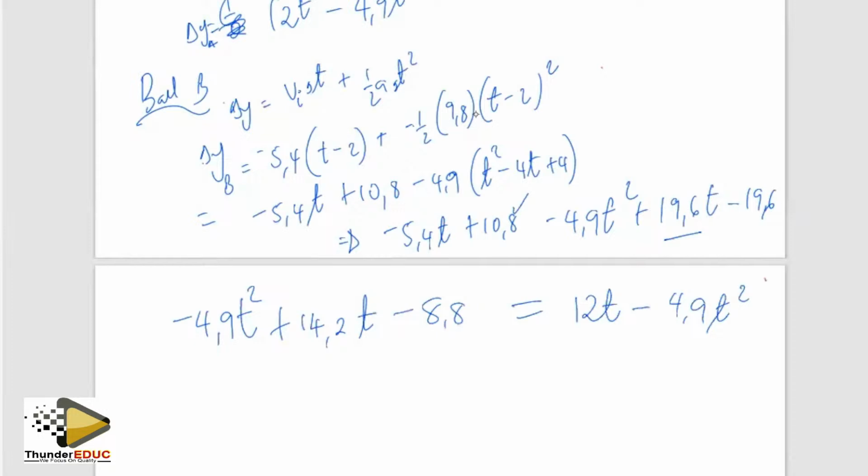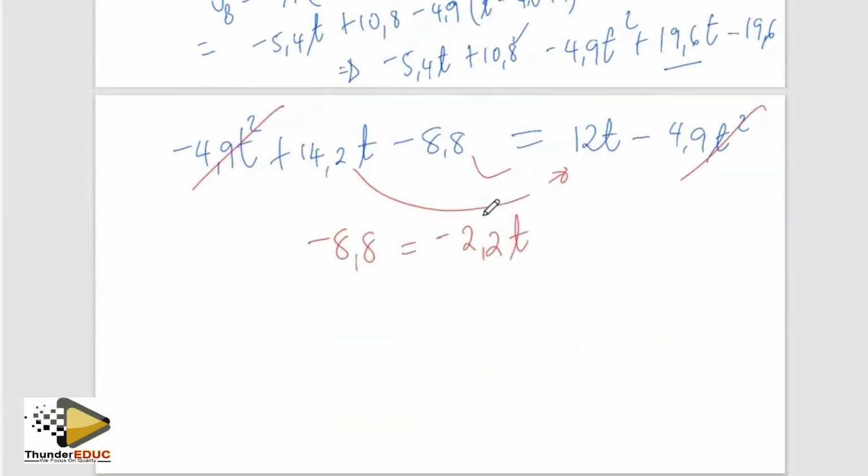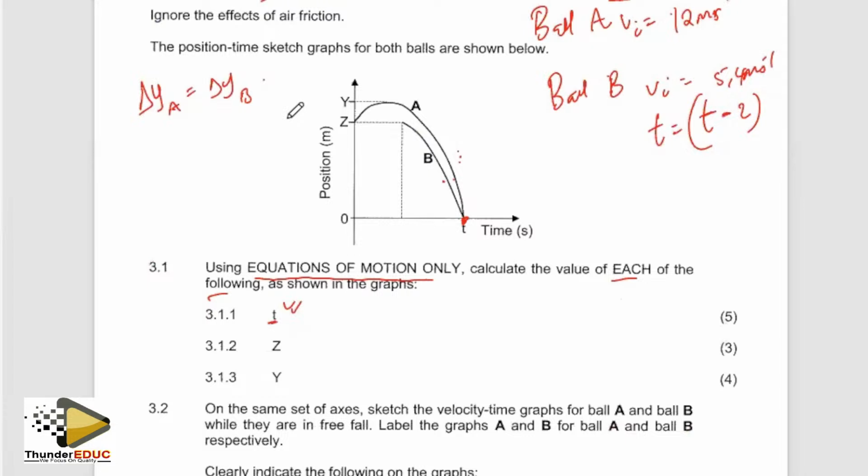All right, so this is going to cancel that, both of them are negatives. Then I have to move the 14.2t to that side. So negative 8.8 is equal to 12 minus that, which gives me 12 minus 14.2, which is negative 2.2t. Then I'll divide both sides by negative 2.2, which means my t is just 4 seconds. So after 4 seconds, that's when the two balls will strike the ground.